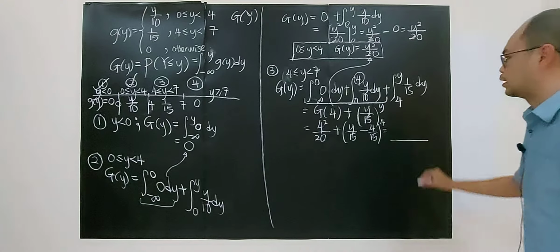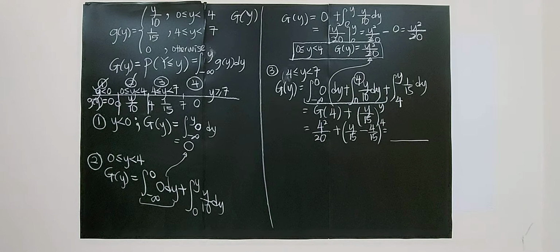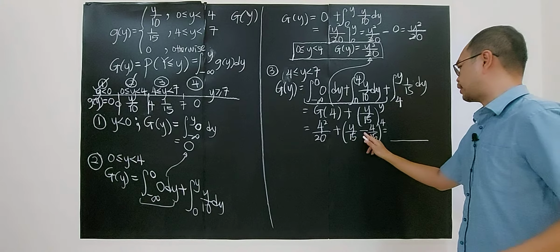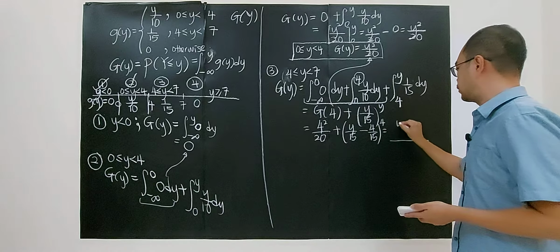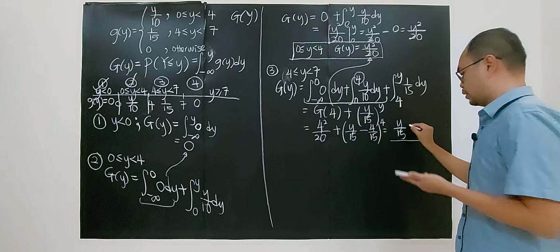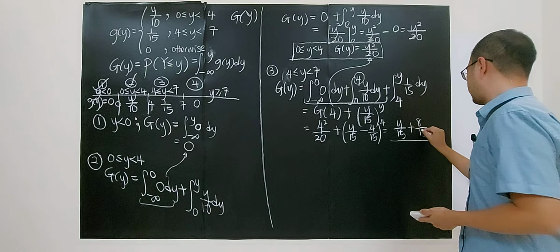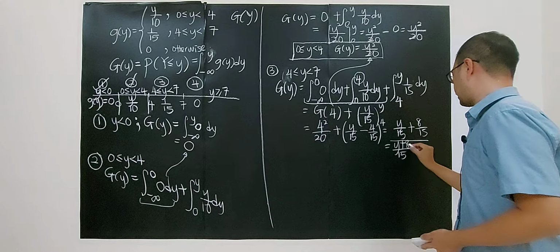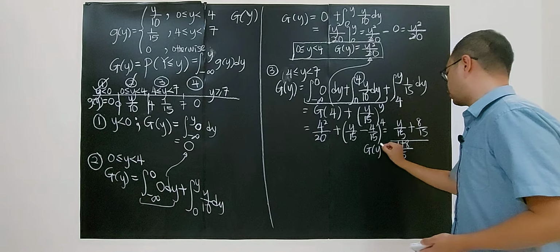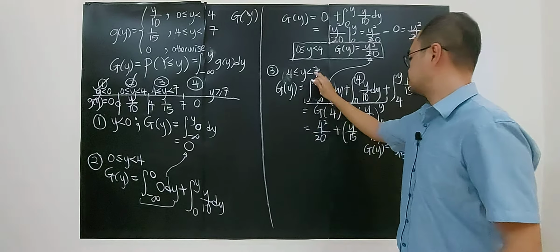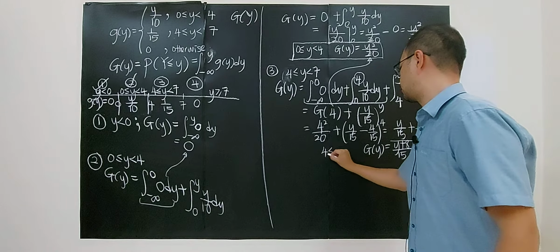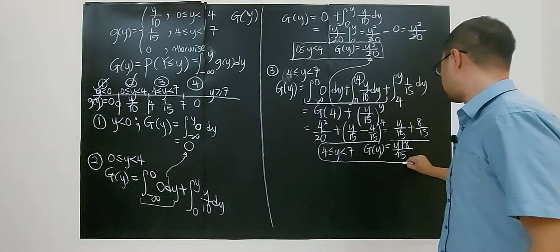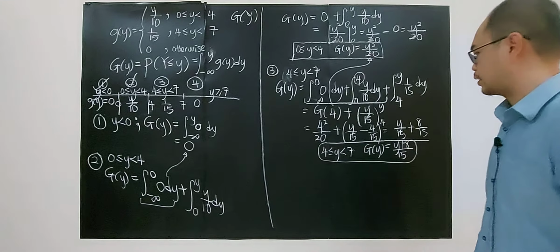Then we see what is the function that you will get. After I calculate 16 over 20 minus 4 over 15, I'm getting y over 15 plus 8 over 15, or I can rewrite this to be y plus 8 over 15. So that means the G(y) for this interval, between 4 and 7, the cumulative function will be y plus 8 over 15.